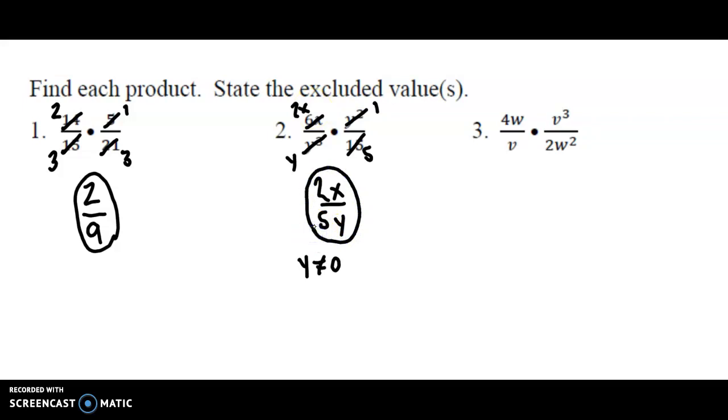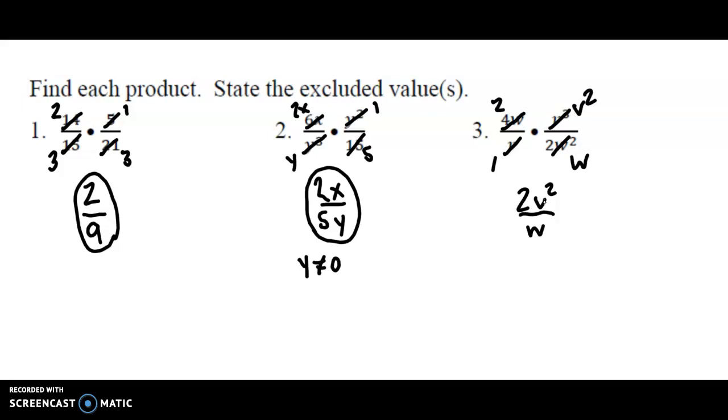Number 3. Again, I have monomials. So when I have monomials, I just can divide them. So I have a monomial here of v and v to the third. V is a common factor, so I'll divide them both by v. Here, I have a common factor of 2w, so I'll divide that by 2w, and I'm going to get 2 here. And I'm going to get w here. And now I can multiply. 2 times v squared is 2v squared. 1 times w is w.